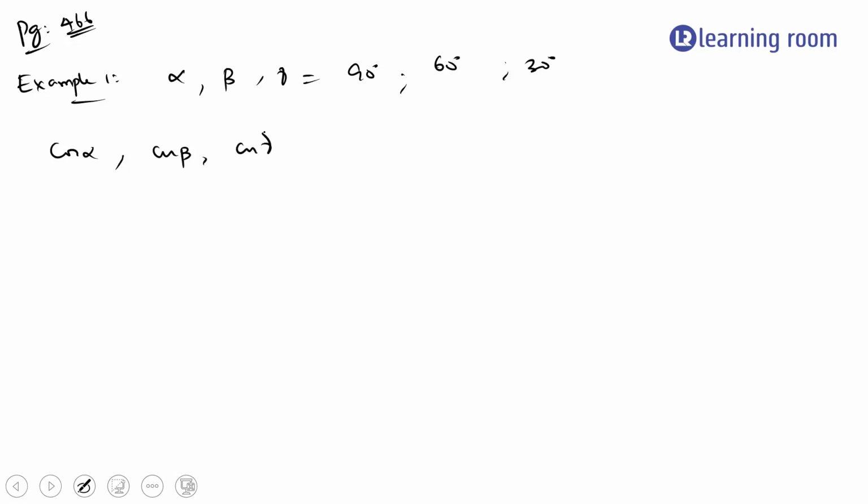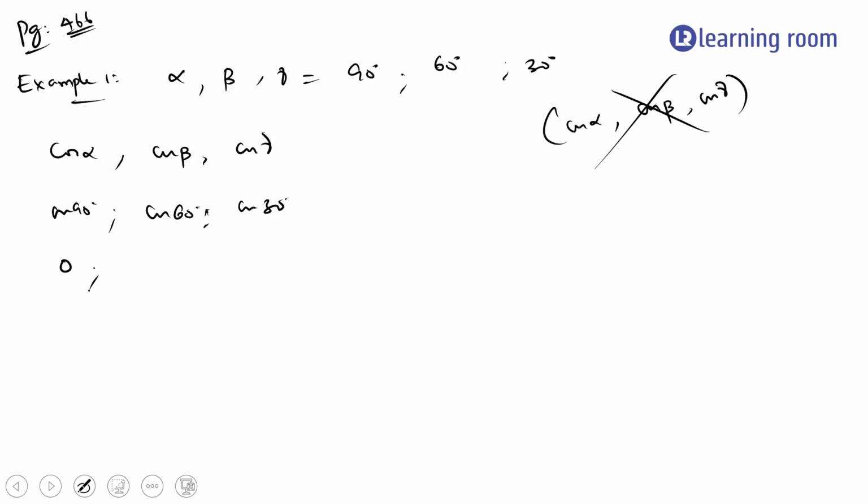And remember, when you're writing the direction cosines or direction ratios, never put them within a bracket. Listen to this carefully. Cos alpha, cos beta, cos gamma. Don't write it like this, because if you put them within a bracket, it will become like a point. They are not points. They are just numbers which are associated with the letter. So cos alpha, cos beta, cos gamma will be cos 90, cos 60, and cos 30. Cos 90 is 0, cos 60 is 1 by 2, and cos 30 is going to be root 3 by 2. So these are the direction cosines.